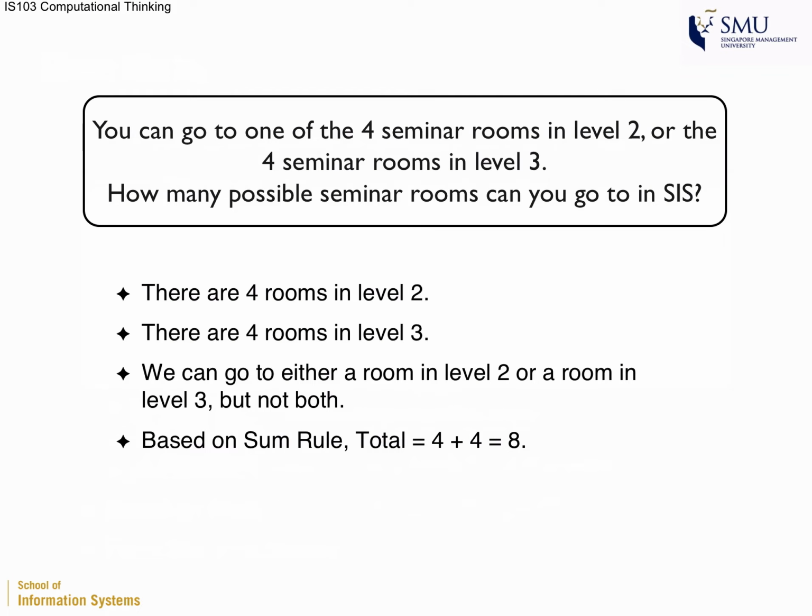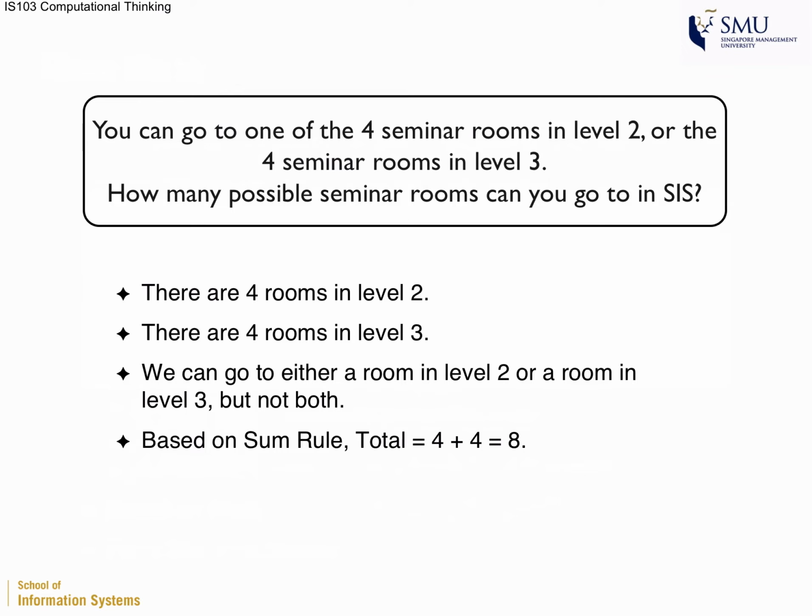Now, let's look at some examples again. So you can go to one of the 4 seminar rooms in level 2, or you can go to the 4 seminar rooms in level 3. Now, you cannot be both in level 2 and level 3 at the same time. So you will be doing only one of the things. In fact, you'll be going to only one specific room.